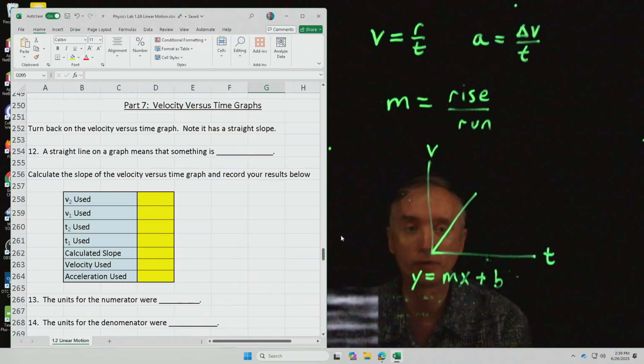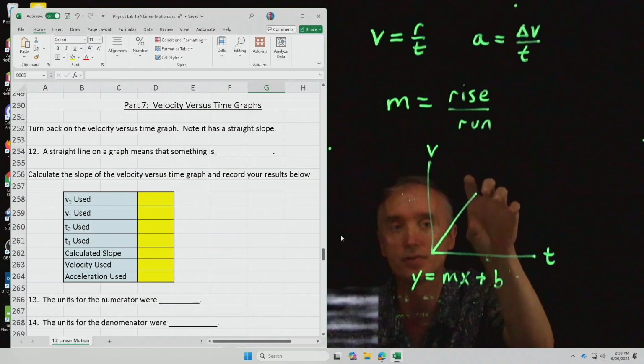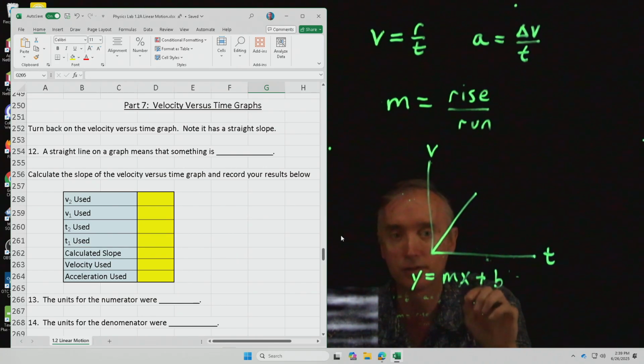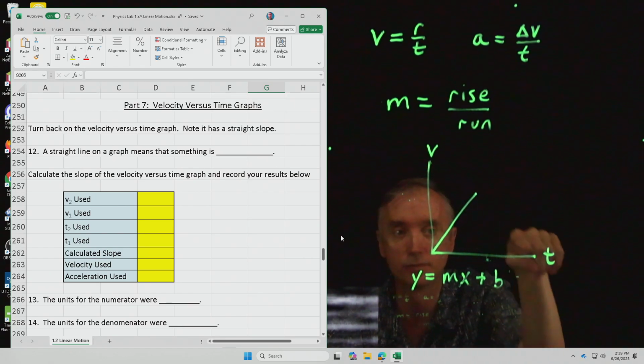Okay, so now we're ready for part 7, velocity versus time graphs, and this is the last part of the lab. But before we do that, let's go back to part 6, and I just want to point out one more thing. The whole point of a scientist making a graph is to try to get a straight line so that they can predict the formula that relates the variables.